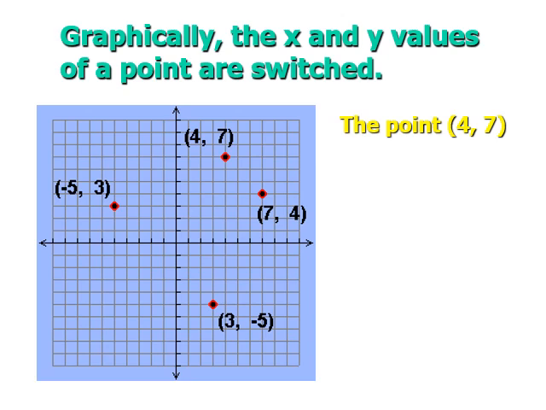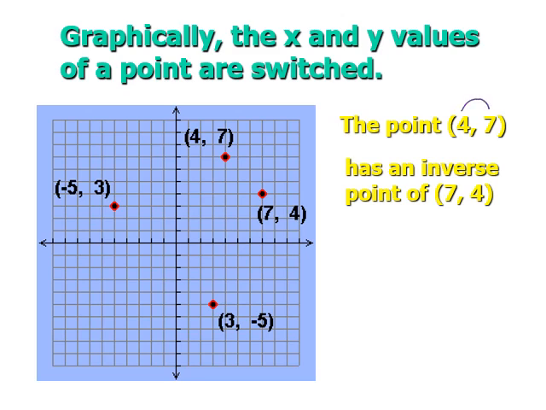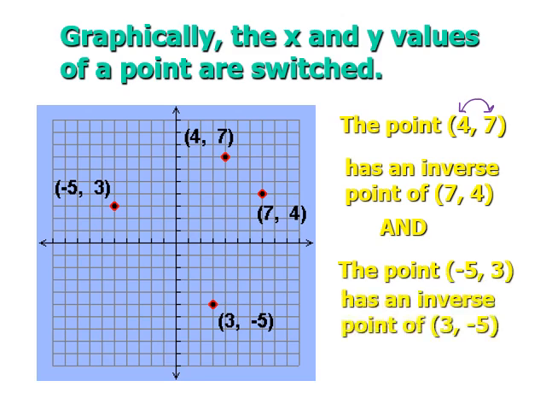So, consider the point 4, 7. It has an inverse point of 7, 4. I just switch the x and the y to find its inverse point, 7, 4. The same thing goes for negative 5, 3: it has an inverse point of 3, negative 5. I just switched the x and the y.